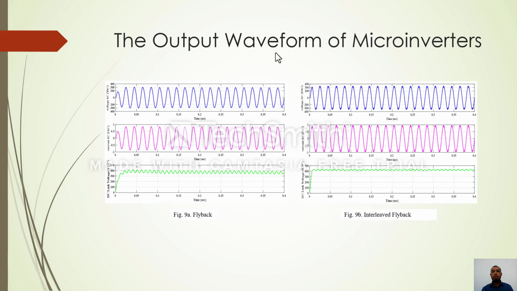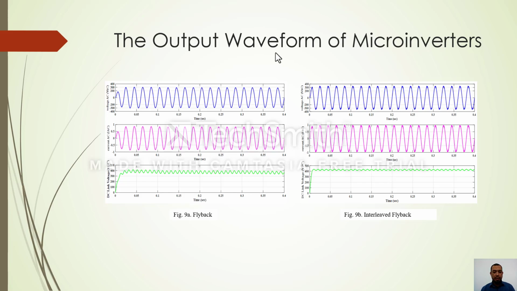The output waveform of the microinverter. Observation of the microinverter simulation focuses on the waveforms, which are the voltage VAC, the current IAC, and the DC link voltage VDC. Figure 9A is the output waveform for flyback. Only in the first cycle it is found that the voltage and current waveforms need 0.02 second to stabilize.